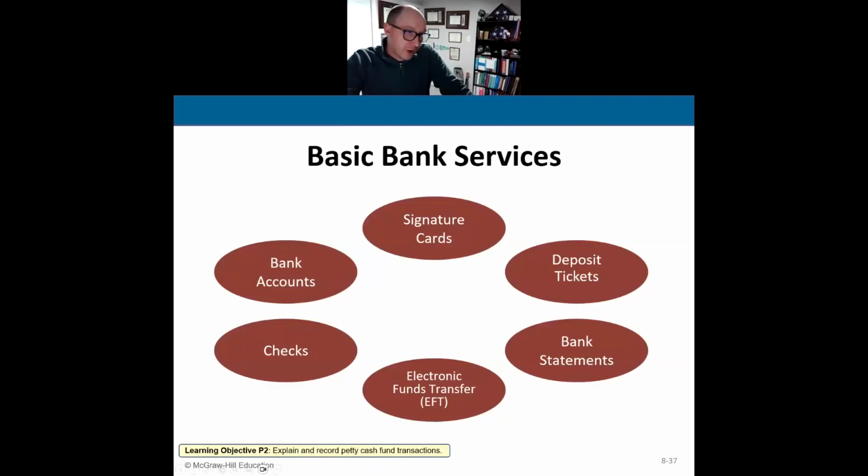What does a bank do when it comes to cash? A couple different things: checking accounts, savings accounts. They provide deposit tickets, bank statements, electronic funds transfer services, and signature cards. There's a couple things that the bank offers.